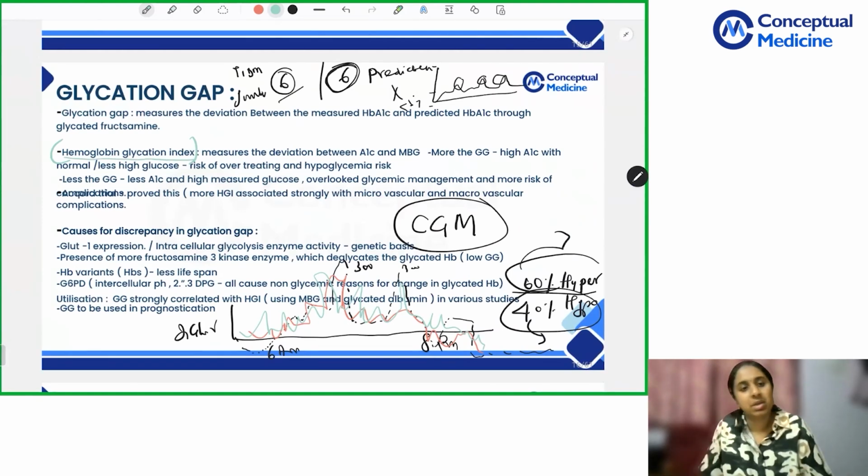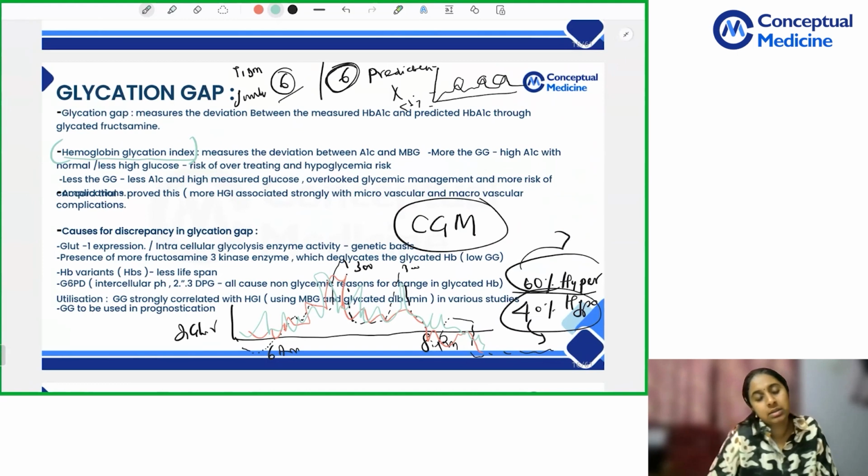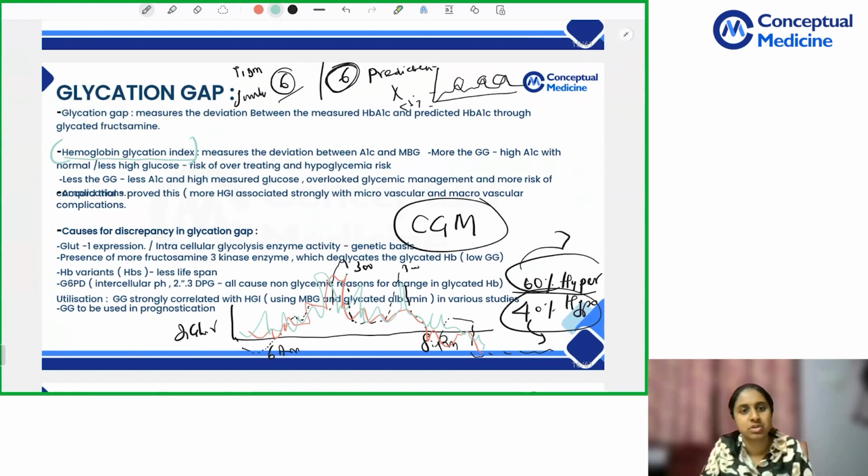Now you can ask me, ma'am, I'm in a rural setup, the patient is not understanding, the patient cannot afford a CGMS. A CGMS sensor will cost you around 5,000, and the reader will cost you around 10,000. The patient is not affordable. Now what shall I do? Then you can ask them to spend at least 700 or 800 rupees on a fructosamine sample. Glycated fructosamine.